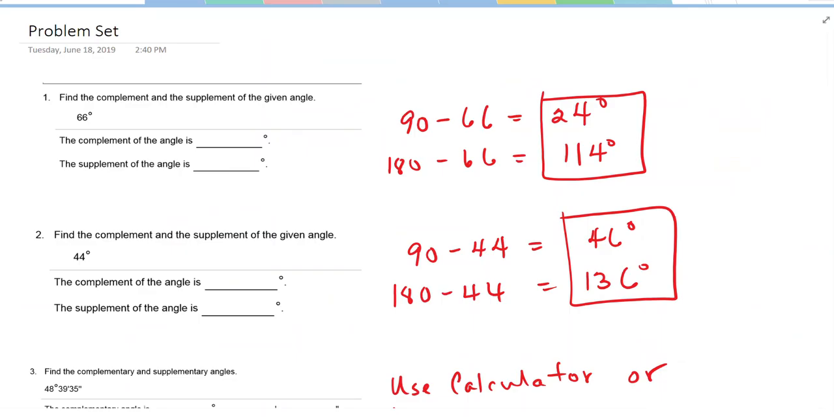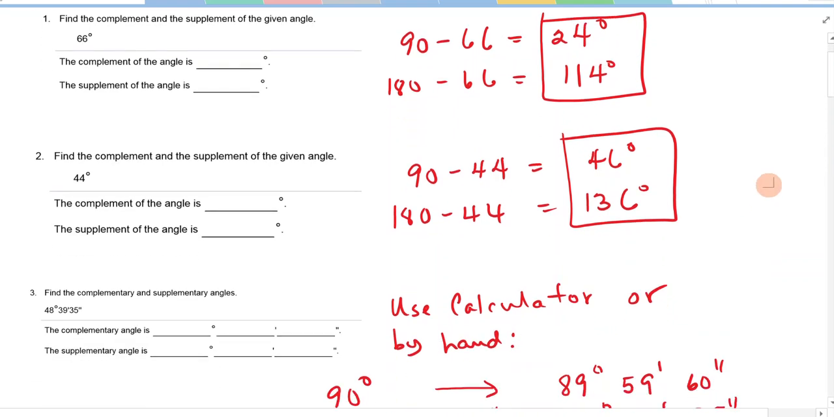Now let's look at some practice problems, and these would help you get ready for your homework. The first one says find the complement and supplement of the given angle. Remember, complements add up to 90. So you subtract the 66 from 90, you get 24. And subtract from 180, you get 114.